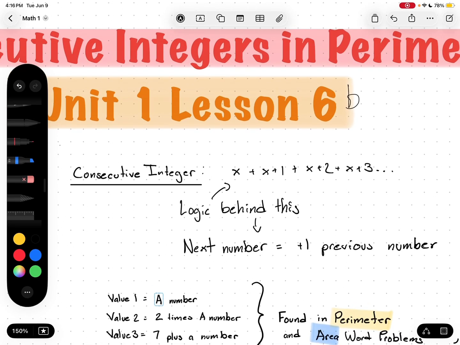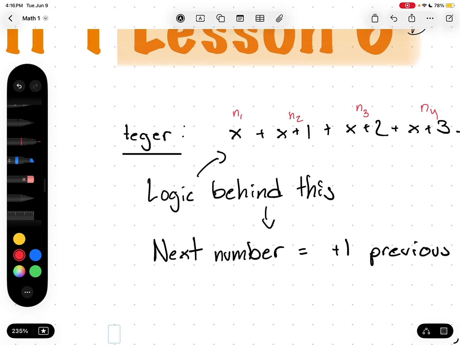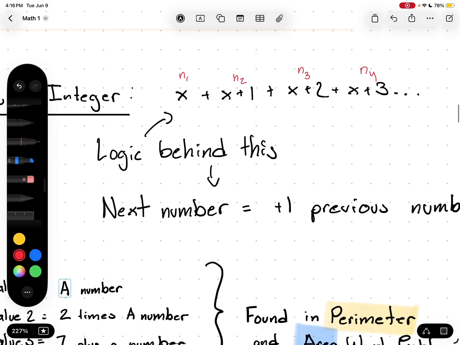a consecutive integer problem looks somewhat like this. It's going to be x plus 1, x plus 2, x plus 3, more commonly known as n1, n2, number 1, second number, third number, fourth number, such as that. And the logic behind this problem is that our next number is equal to 1 more than the previous number. So we're adding 1 or we're adding 2. Depends on the situation, but we're repetitively adding 1.